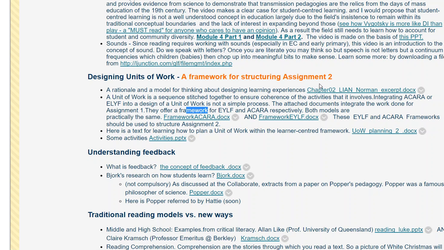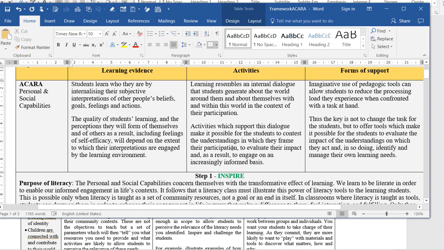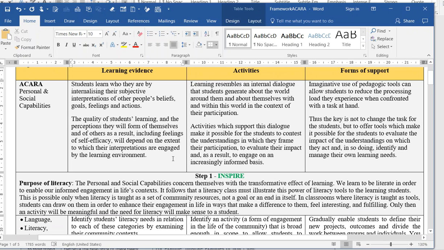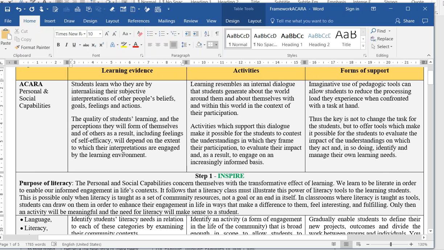So let me now go back to our PowerPoint, to our Word document. This is the ACARA one. So how to read it? You'd have to be pretty fluent in the readings that are supplied in module four to know where this text comes from. But let us take it a bit slowly. So ACARA, personal and social capabilities.